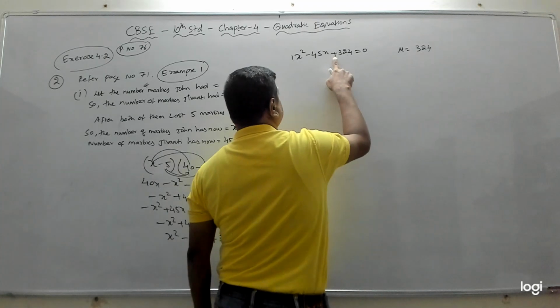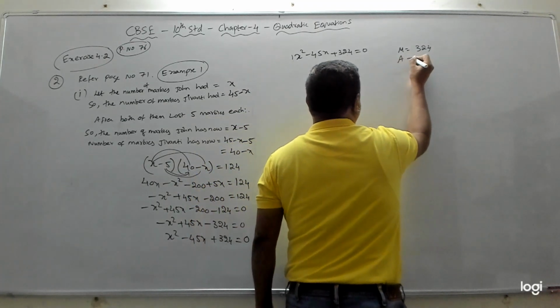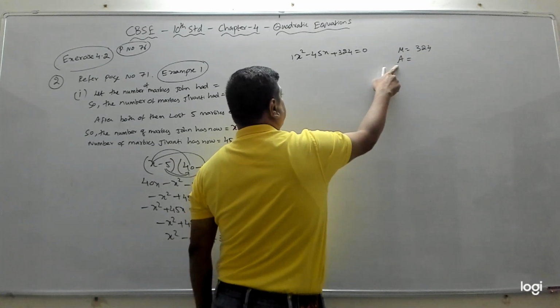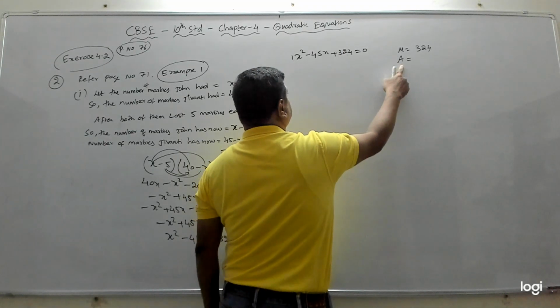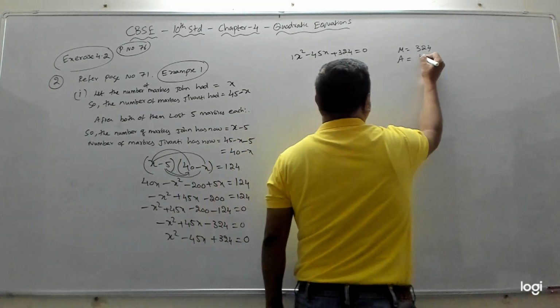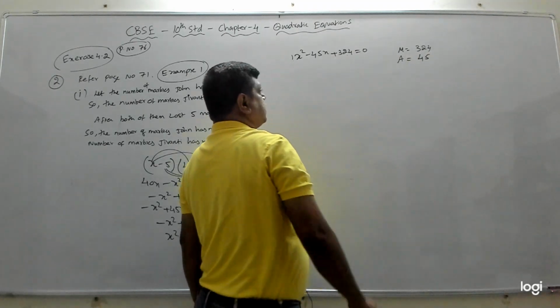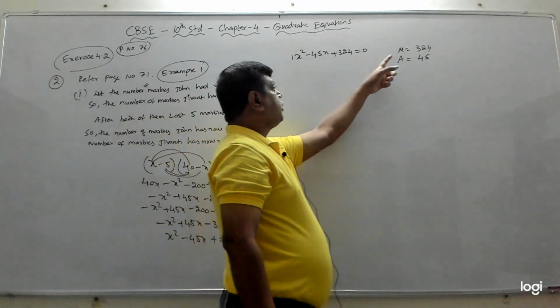Same two numbers, what is this sign? Plus, which means addition case, capital A. This is plus means capital A, addition case. If I add the two numbers, I should get this number, which is 45. Don't worry about the sign of that. Right? So when I multiply the two numbers, I should get 324.